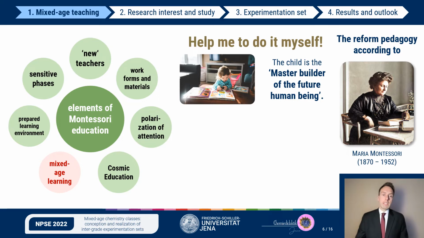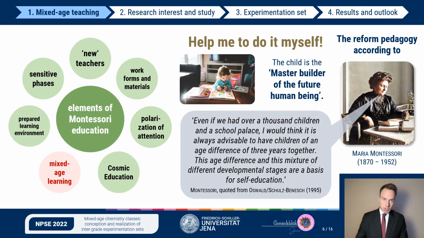This is also made clear by her quotation: "Even if we had over 1,000 children and a school palace, I would think it is always advisable to have children of an age difference of 3 years together. This age difference and this mixture of different developmental stages are a basis for self-education."